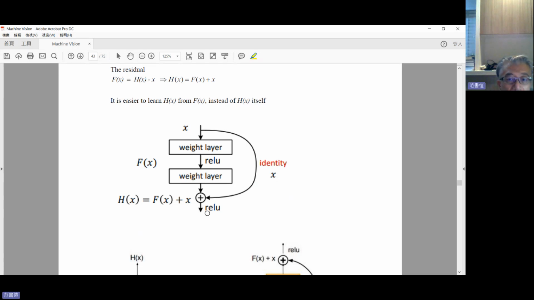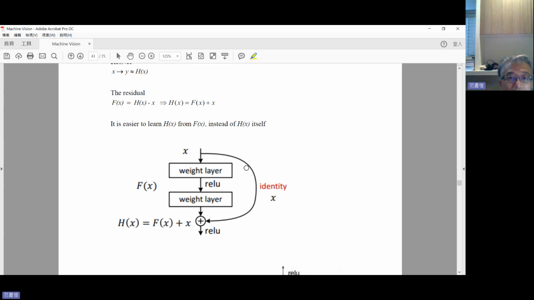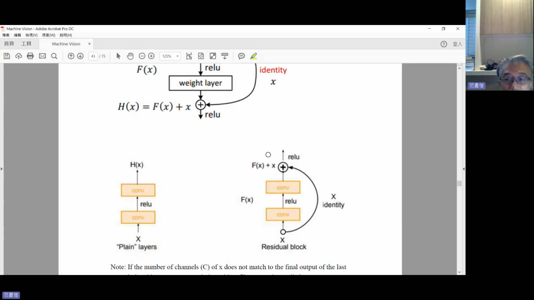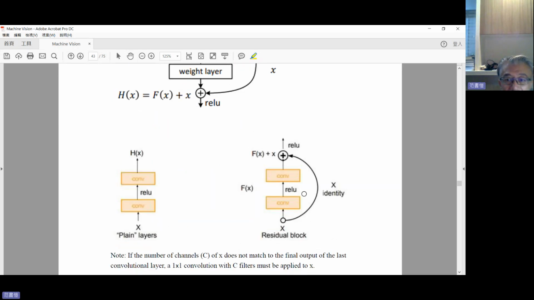So like this is a ReLU, and then this is a residual block, which is also used in a transformer. So ReLU, f of x plus x, the ReLU, and this is x directly, the identity x, and then subtract h of x, and then f of x can be estimated. This is residual. Identity x and h of x. So this h of x minus x is f of x.